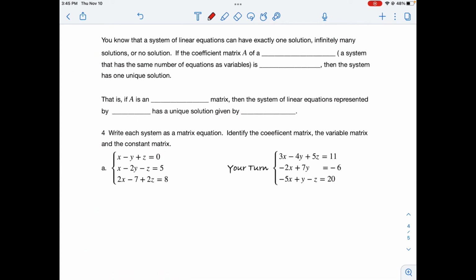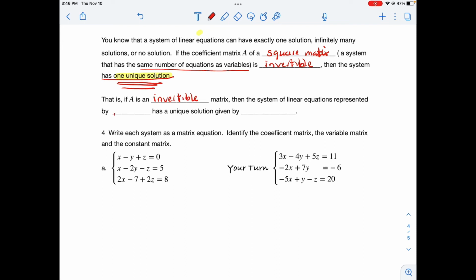Okay, we know that a system of linear equations can have exactly one solution, infinitely many solutions, or no solutions. If the coefficient matrix A is a square matrix, and this is a system that has the same number of equations as variables, and it is invertible, so it does have an inverse, then the system has a unique solution. So only those where the matrix does not have an inverse will we have either infinitely many solutions or no solutions. So anytime that we set this up, if it's invertible, it has a single solution.